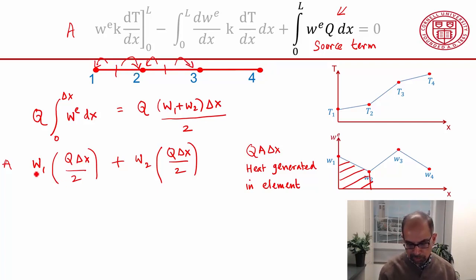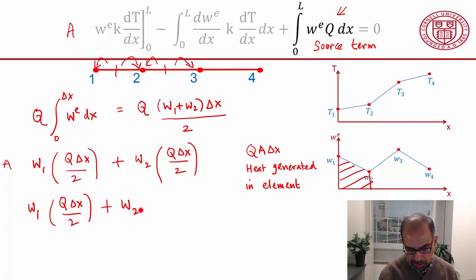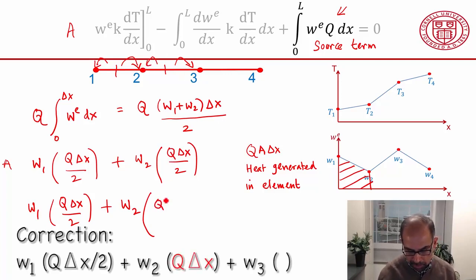And so when you work it all out, for w1 you'll get only one contribution, so it'll just be q delta x over 2. Plus for w2 you'll get two contributions, this one from the first element, and then you'll also get a contribution from the second element. So that'll be q delta x over 2 plus w3 and so on. You can work it out.